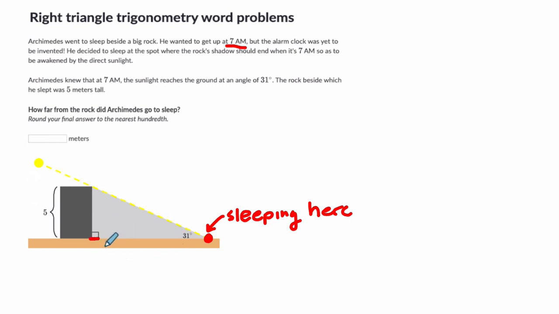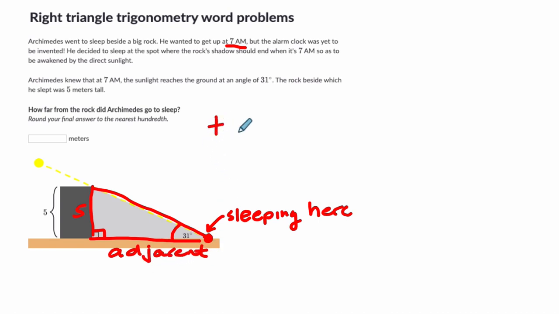So we want to know what? We want to know this distance right here. And we're assuming that this is also 5, this distance as well. We don't know the hypotenuse length, but we don't need to. We have a right triangle, you can see it. So here's our angle. We have an opposite side. We want to know the adjacent side. So opposite and adjacent, that's a tangent ratio, right?